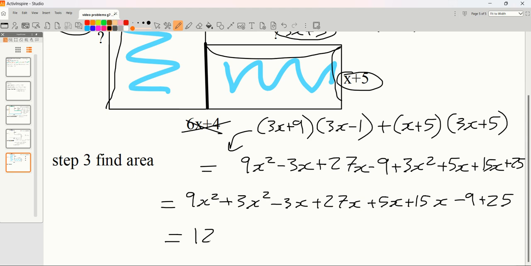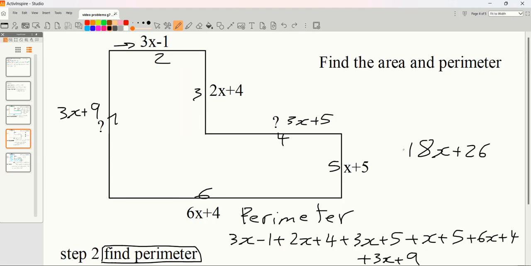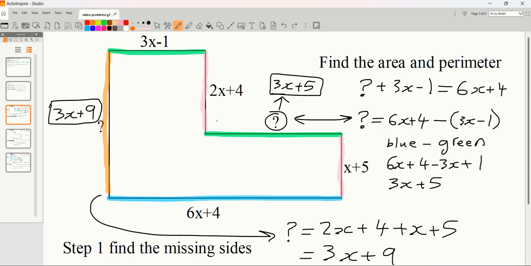9 plus 3 is 12x squared. Minus 3 plus 27 is a 24. 24 added to 5 and 15, 5 and 15 being a 20, 24 and 20 is a 44x. And then 25 minus 9 just ends up with me having plus 16. And that is it in regards to how to calculate these. This is the area. And this value here was my perimeter. And on this page, we figured out how to find our missing values.